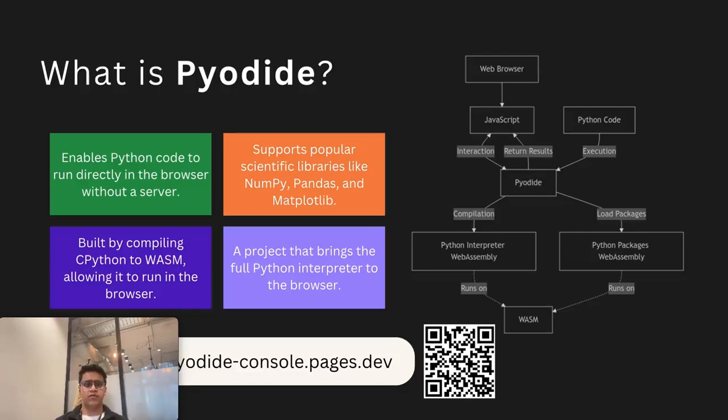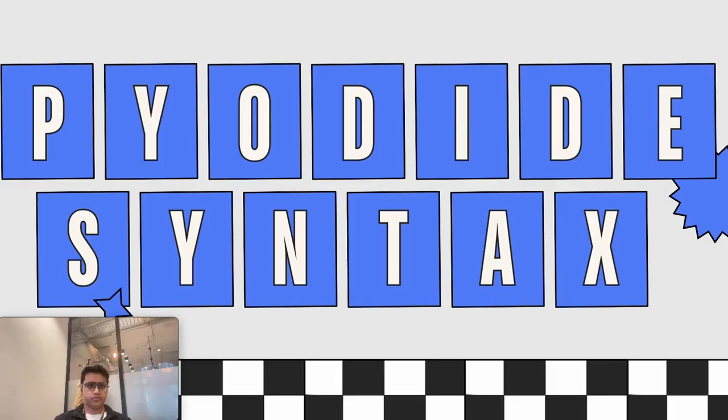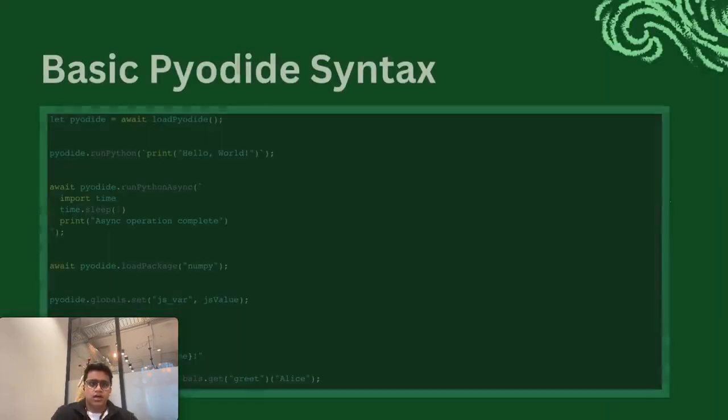So overall, it provides something like a foreign function interface, FFI, to JavaScript, which allows you to call JavaScript APIs directly from Python. Yeah, so that's pretty much how Pyodide works. And now we can also quickly jump into how Pyodide syntax looks.